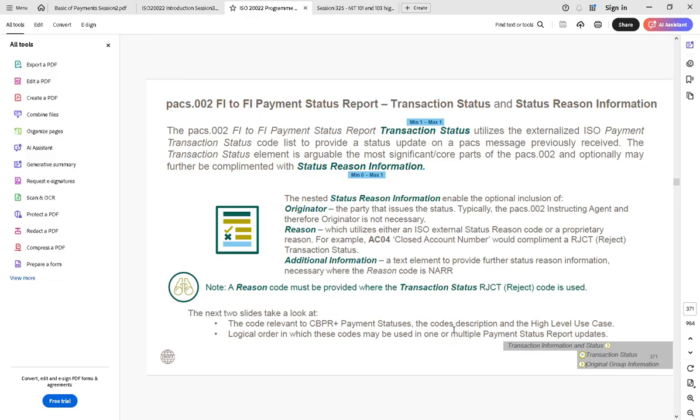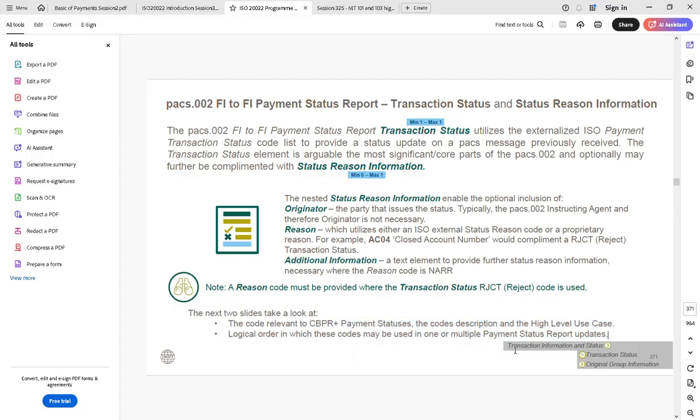PACS.002 FI status report having transaction status utilizes the extended ISO payment transaction status code list to provide a status update on a PACS message previously received. Okay, there is no need to understand exactly what is written, but the only thing to understand is that nested information of PACS.002, a reason, originator, reason address information is there, and the reason code must be provided. We'll see now what the reason codes are. The codes relevant to CBPR payment status, the code description at high level use case.